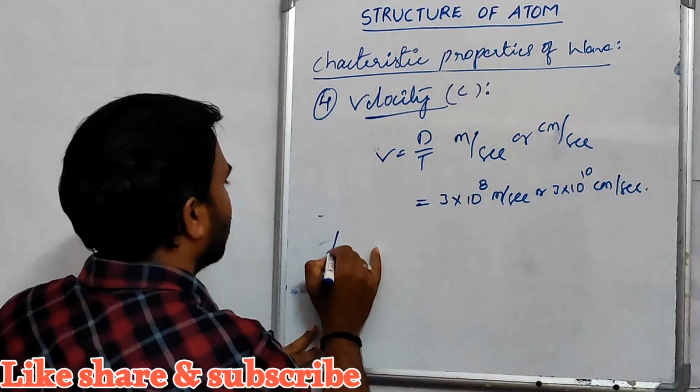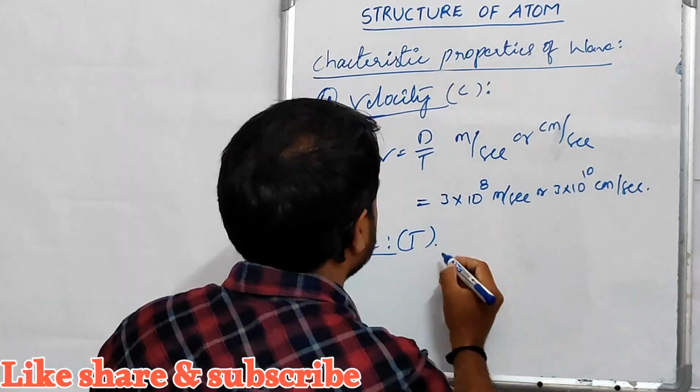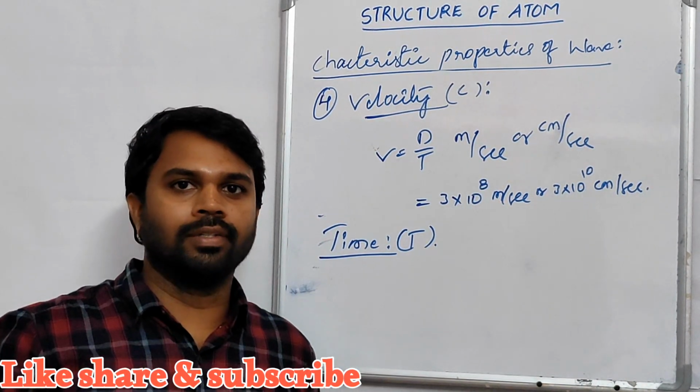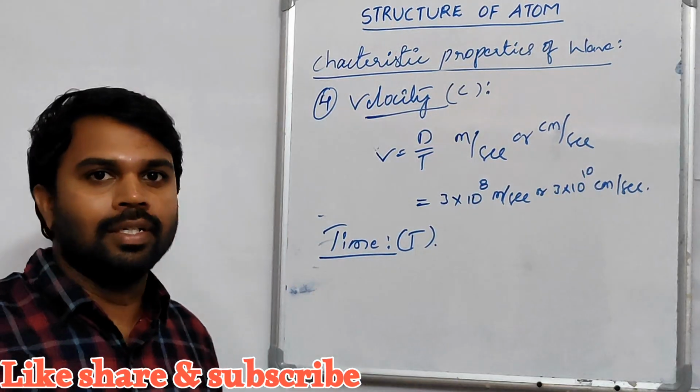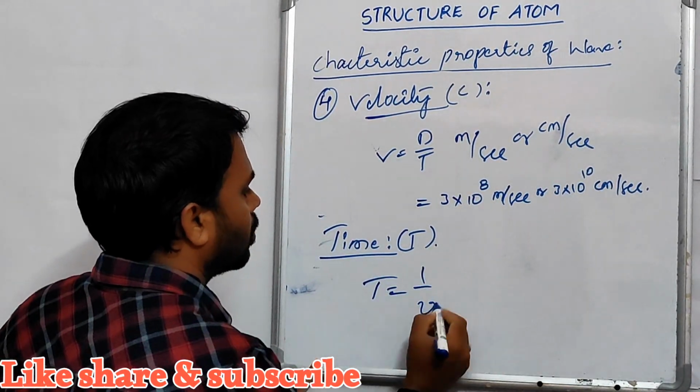Now come to the time. It is indicated with t. Time taken by a wave to pass through one point is called time. Time is inversely proportional to the frequency.